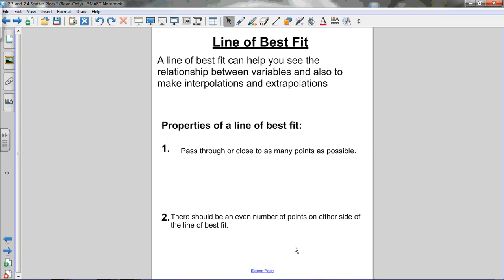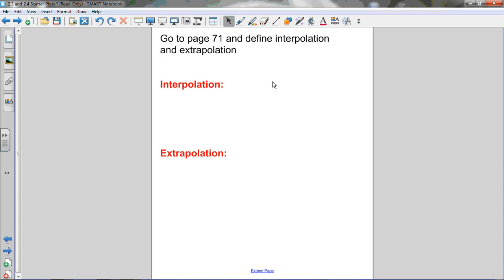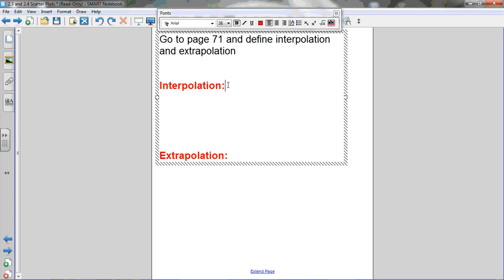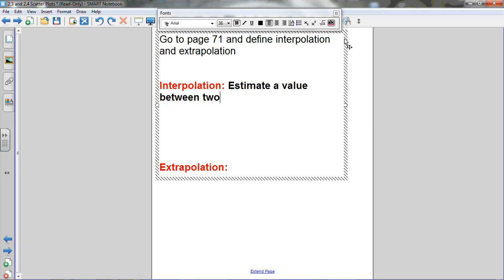Now we're going to be able to use our line of best fit to make interpolations and extrapolations. So let's define that first. You can find that on page 71 of the textbook. Let's define them. An interpolation, or to interpolate, or to make an interpolation, means to estimate a value between two measurements in a set of data.